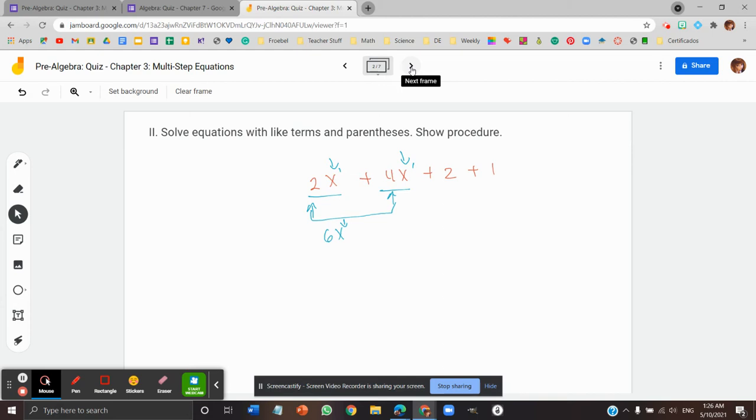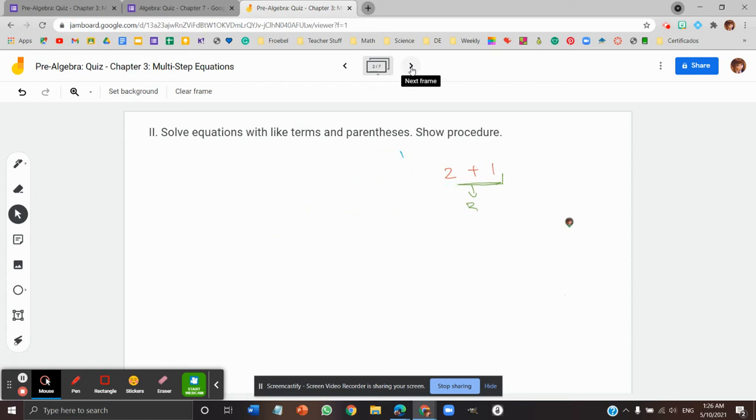But you know something? That does not mean that it has to have a variable for me to combine them. Again, constants, like we normally solve them, they are also like terms, and that's why we can also add them. 2 plus 1 is 3. So I can combine those two. Let's do some examples, shall we?